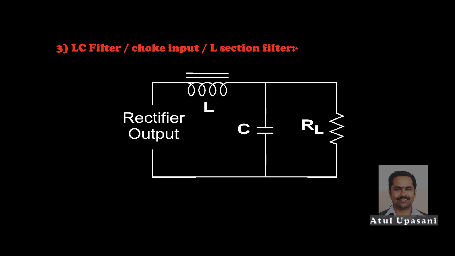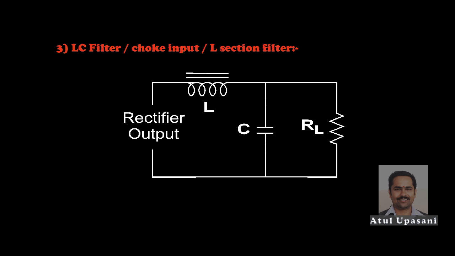Now the third filter is the LC filter. It is also called a choke input filter or L section filter. In this filter, both components, the inductor as well as the capacitor, are used. It is used whenever a high DC voltage is required. In this filter, the inductor is in series and the capacitor is in shunt with the load.